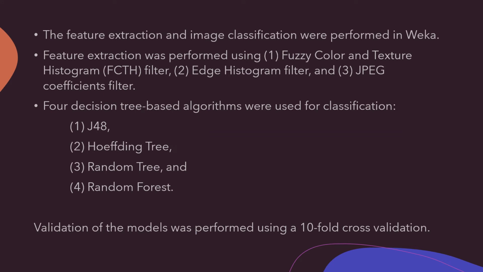The feature extraction and image classification were performed in WEKA, which is an open source data mining software. Feature extraction was performed using the image filters in WEKA, namely the fuzzy color and texture histogram filter, the edge histogram filter, and the JPEG coefficients filter. Four decision tree-based algorithms were used for classification, namely J48, Hoeffding tree, random tree, and random forest. As the dataset was already small, for validation purposes, we used a tenfold cross-validation.